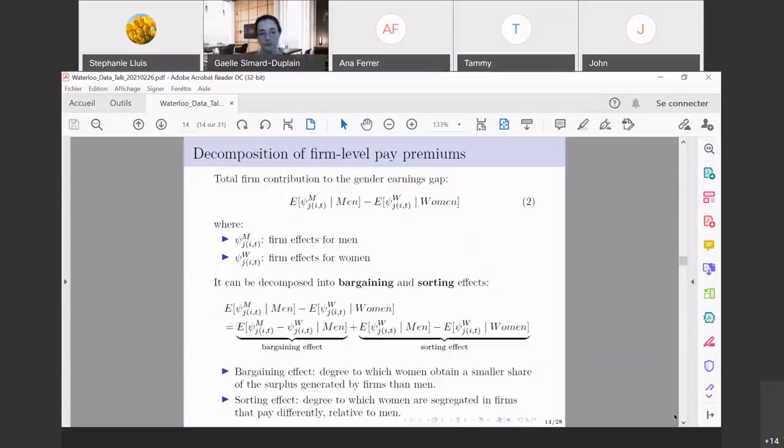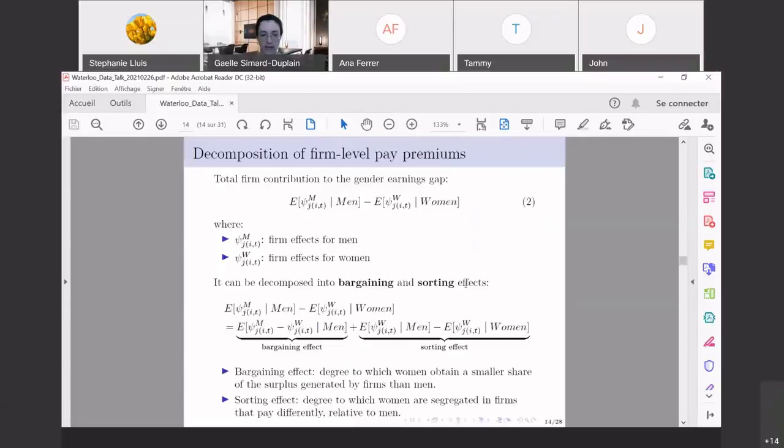Now, the total contribution to the gender earnings gap, right? The gender earnings gap is just going to be the difference in earnings. The total contribution of firms to that gender earnings gap is going to be the difference in the premiums that are paid to men and the premiums that are paid to women, right? So that's what the firm contributes to the gender gap. Here psi m denotes firm effects for men, and psi w denotes firm effects for women.